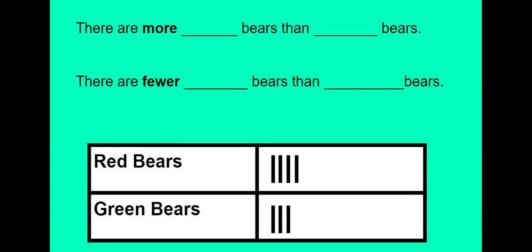Next, I can write sentences to compare the number of bears. I can compare how many red bears I have to how many green bears I have. Take a look at the first sentence. It says, there are more blank bears than blank bears.